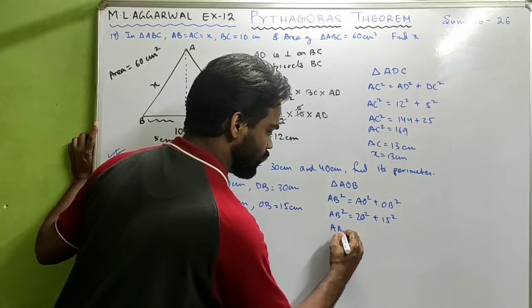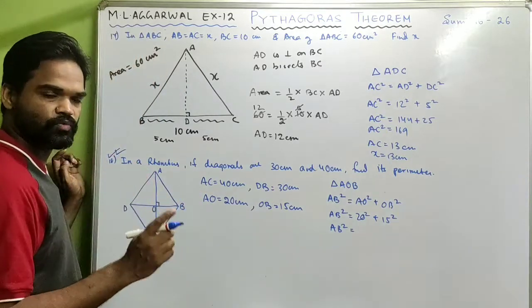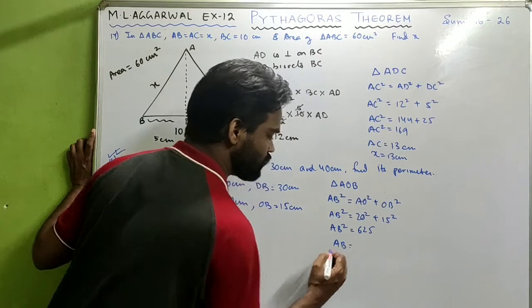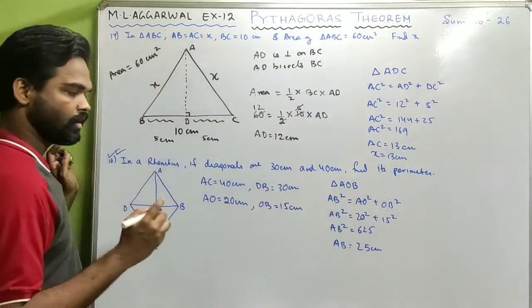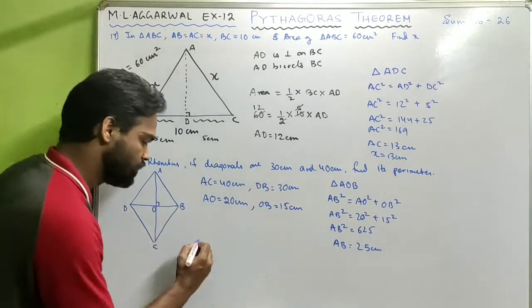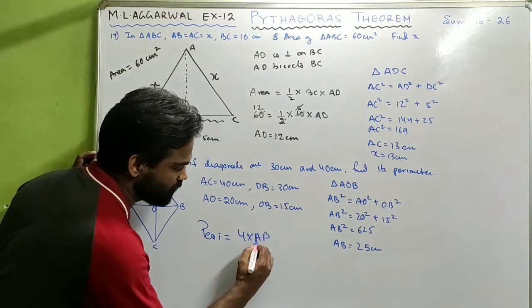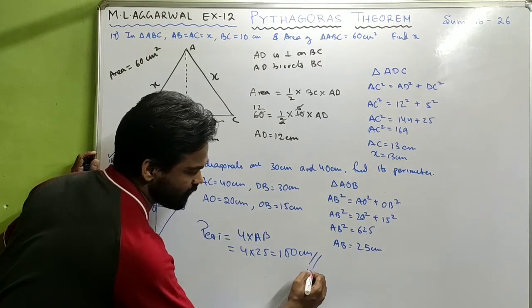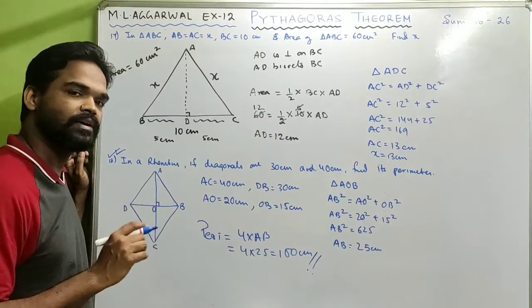So AB square is equal to 20 square is 400 plus 15 square is 225, that's 625. Which means AB will be root of 625, that's 25 centimeter. Once you got the side of a rhombus, we know all the sides are equal, which means perimeter will be equal to 4 into AB, that's 4 into 25, that's 100 centimeter. Done. Now let us look at the next sum.